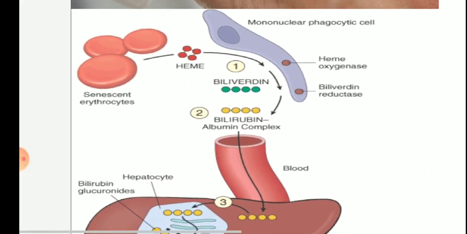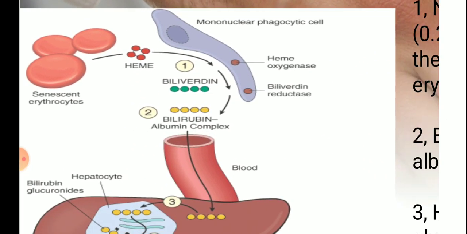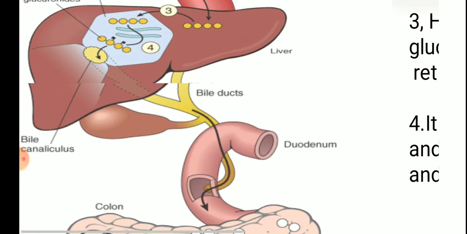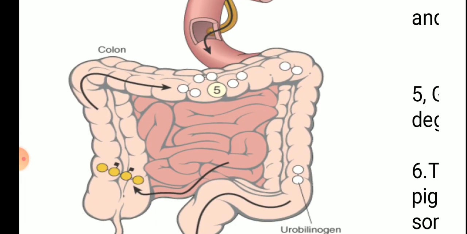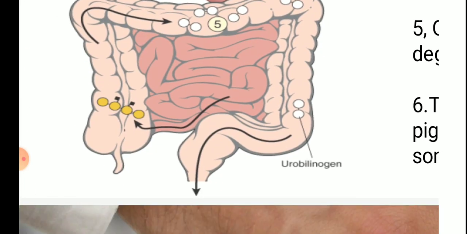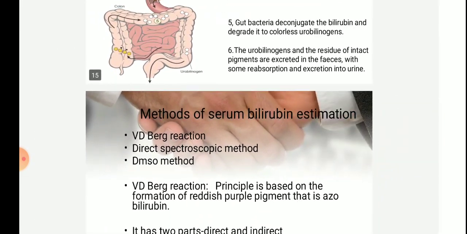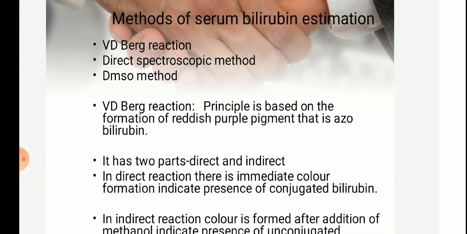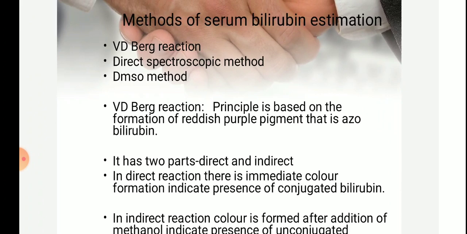Okay, so this diagram is important; you have to draw how these substances are derived from the senescent RBCs and ultimately form the urobilinogens. Methods of serum bilirubin estimation: the Vandenberg reaction, the direct spectroscopic method, and the DMSO method, which is not so important here.